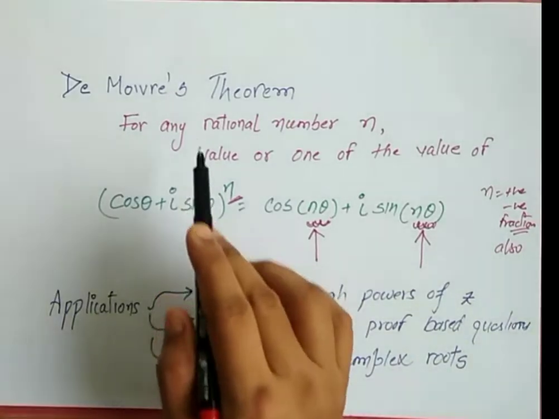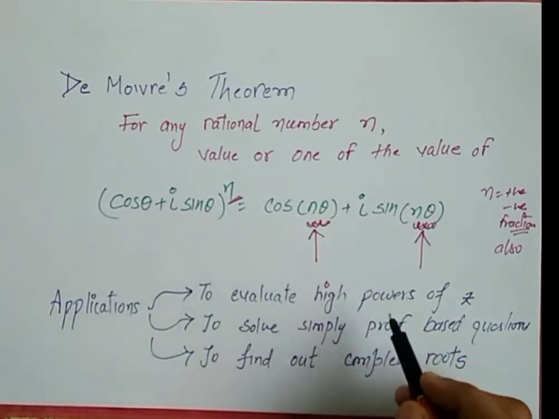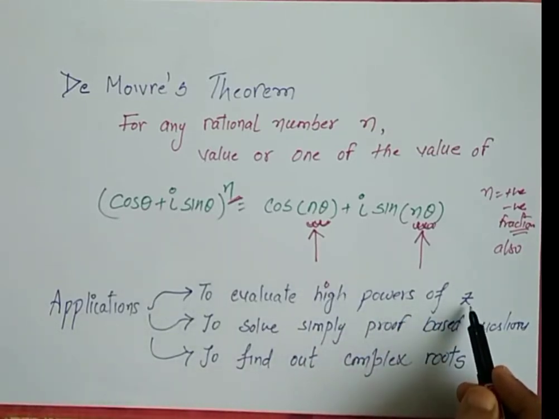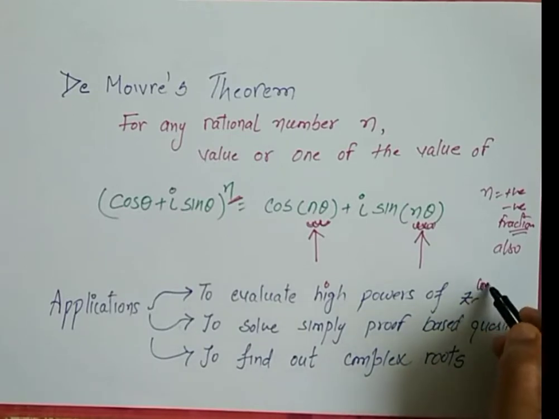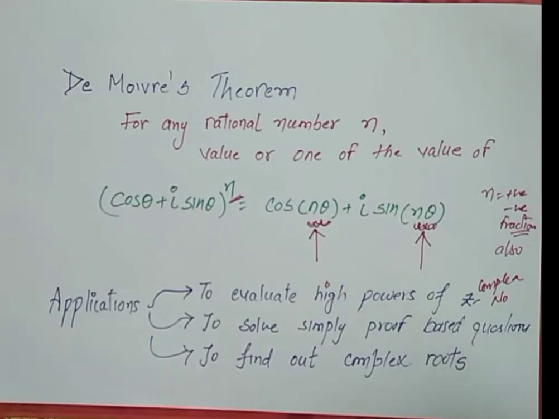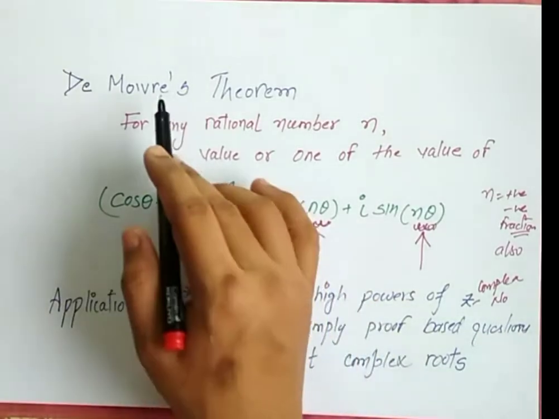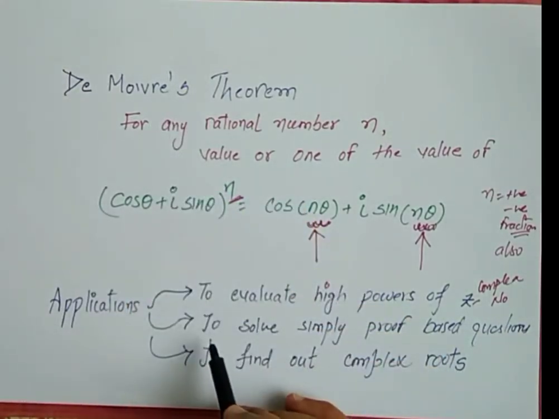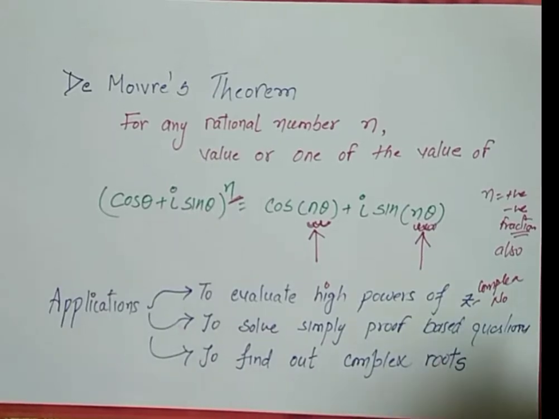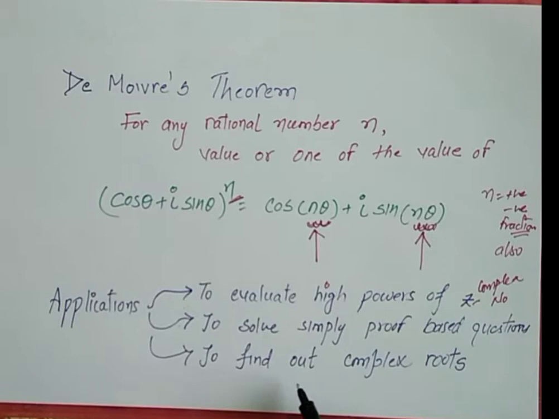Now, where do we find the applications of De Moivre theorem? The first application, we want to evaluate the higher powers of z, where z is our complex number. He may ask you z raised to power 10, z raised to power 5, z raised to power 20 and so on. Any high power is easily evaluated with the help of this De Moivre theorem. Second application is to solve simple proof based questions, left hand side, right hand side like that. And then the third application is to find out the complex roots.